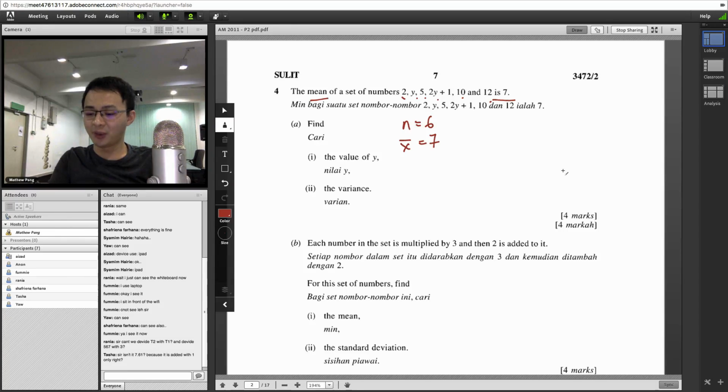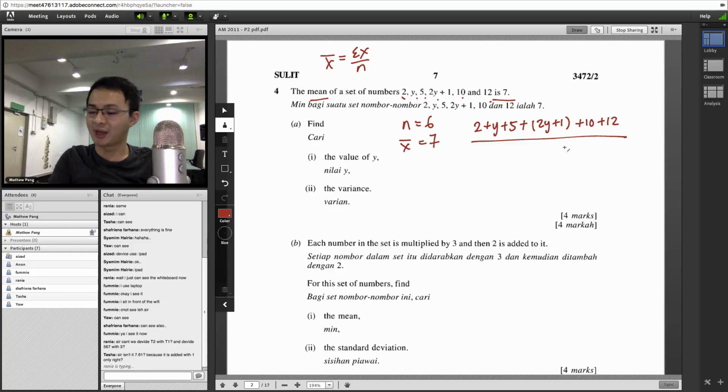In order to find a mean, we learn the formula for mean. It's just the sum of x over n. The sum of x means all the x added together. So you have 2 plus y plus 5 plus 2y plus 1, which is considered one number, and then plus 10 plus 12, over the total number 6, equals 7. Just solve this equation and you can easily get y.